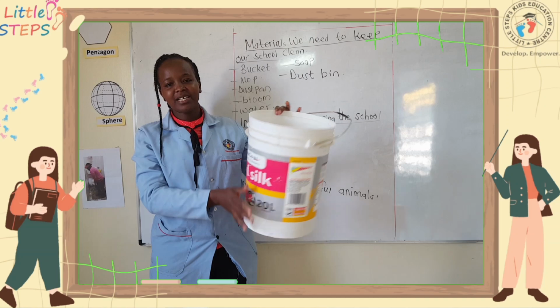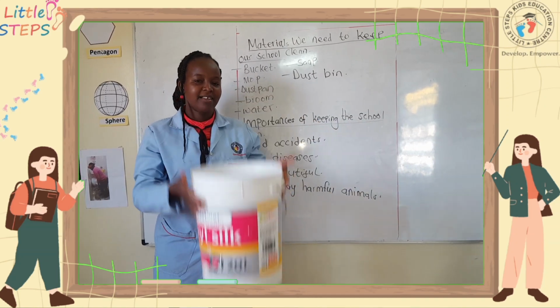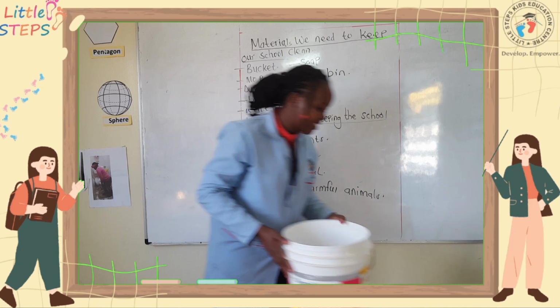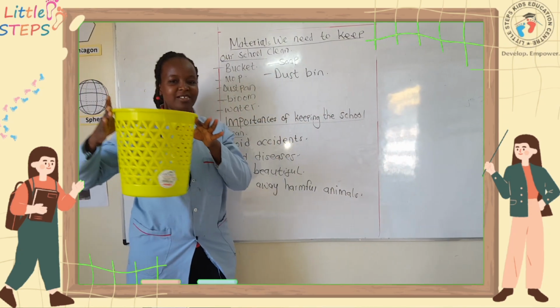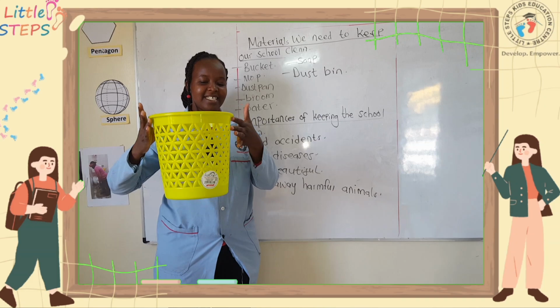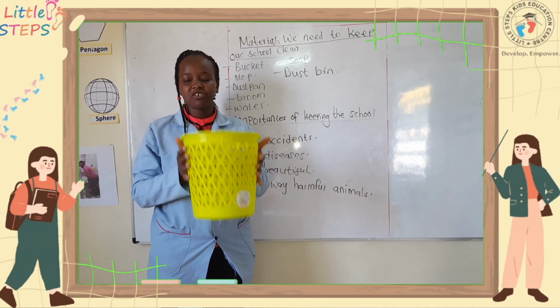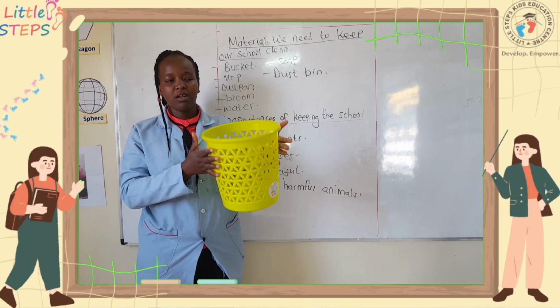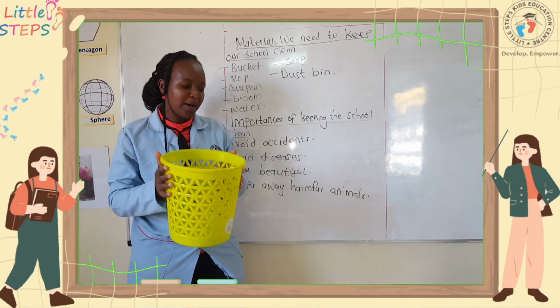When cleaning, you need a bucket, whereby it will help you to hold the water. This is a bucket. We also need something else like, what is this, children? Yes, it is a dustbin. And what do we use the dustbin for? It is for putting the trash in class, all around the corridors or wherever it is in the school compound.